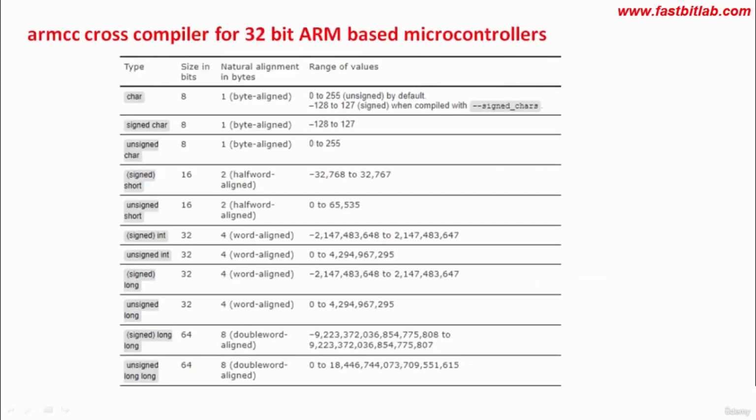Now ARMCC is another cross compiler developed by ARM for 32-bit ARM-based microcontrollers. This is not an open source compiler, and this is from the documentation of ARMCC. Here you can see that char is again 1 byte, short is 2 bytes, int is 4 bytes, long is 4 bytes, and long long is 8 bytes. Why I'm showing all these tables is because you shouldn't take memory sizes for granted for different data types. You have to refer to the reference manual of the compiler.